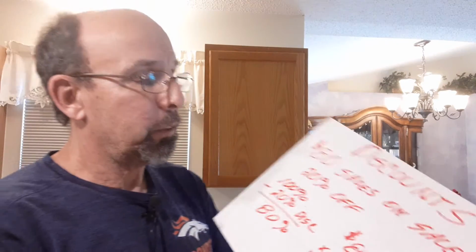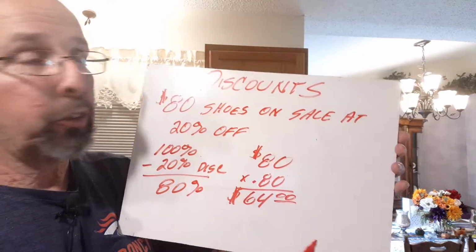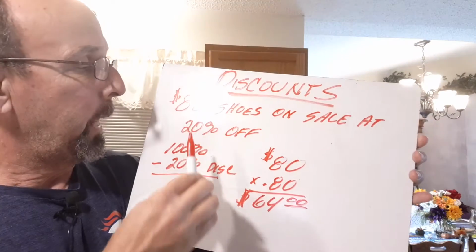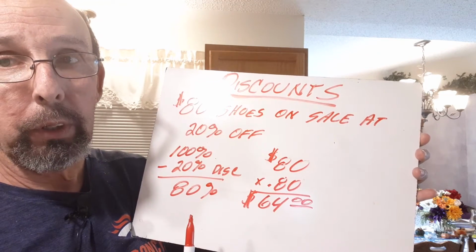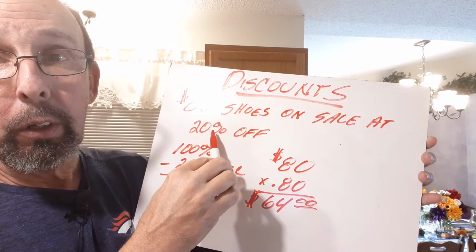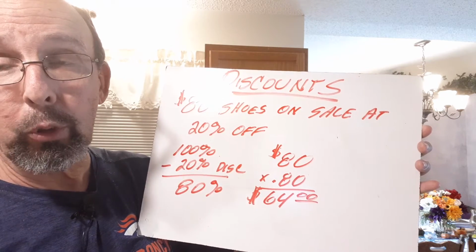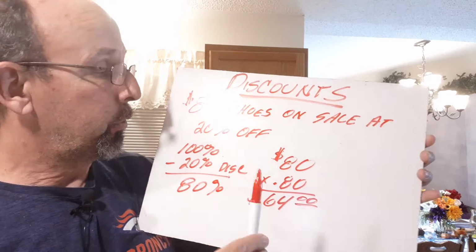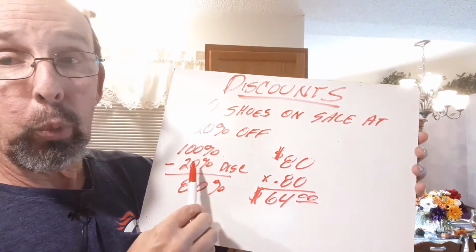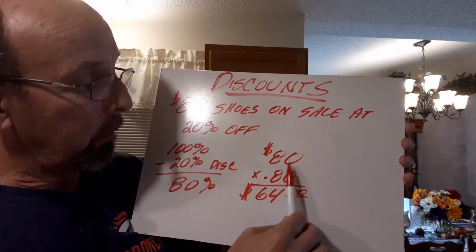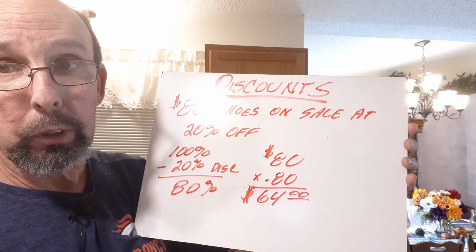All right, next, discounts. Example: $80 shoes on sale at a 20% discount, or 20% off. I'm going to subtract the 20% from 100% and get 80%, because I'm actually going to pay 80% of the original price of those shoes, right? So I subtract 20% from 100%, get 80%, multiply by 80, and if you do that, you wind up with $64.